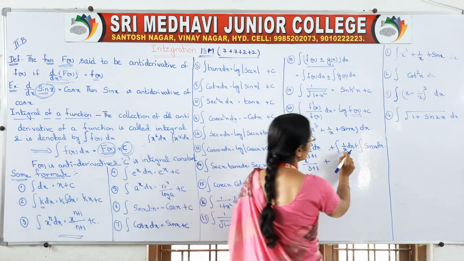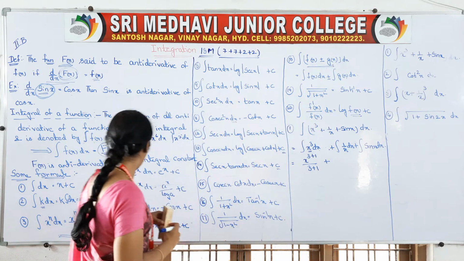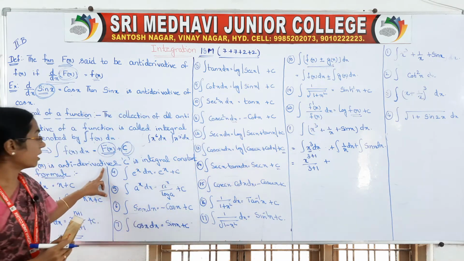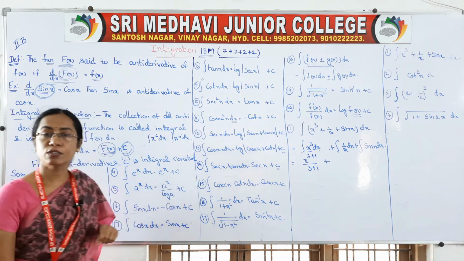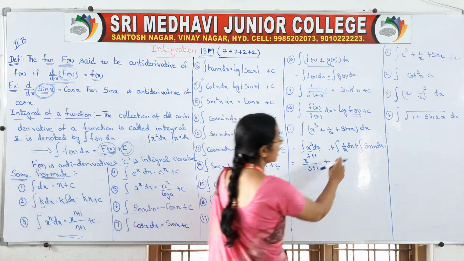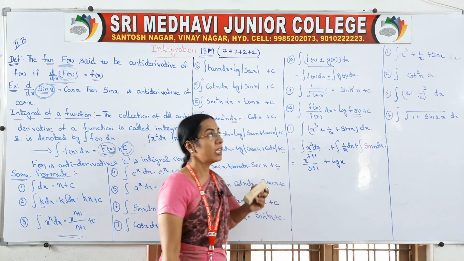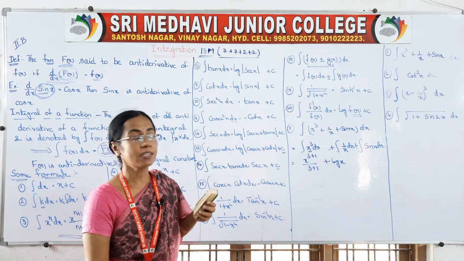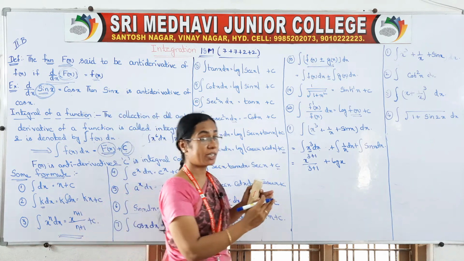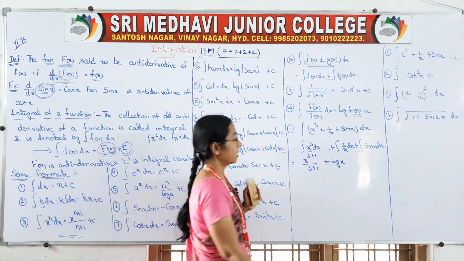So now come to the second one, integral 1 by x dx. Is there any formula? It is not given, but it is again a standard formula. Integral 1 by x dx is log x plus c. You can add it to the list of formulas. But I am not writing plus c again here. After completing the problem, we have to write plus c.